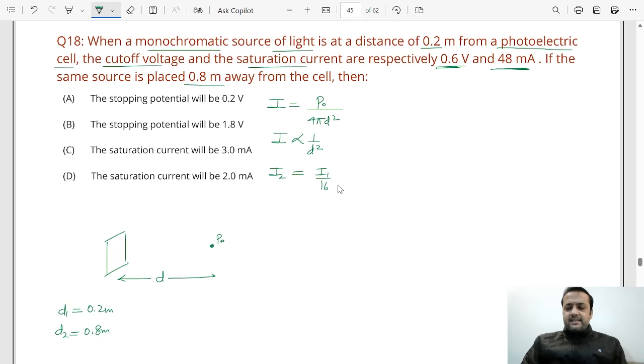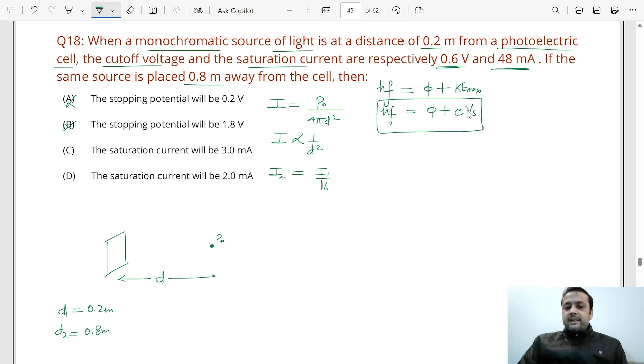Now look, if you decrease the intensity of the light, stopping potential will not change. Why so? It's very obvious, because using Einstein's equation, the energy of a photon, as light rays fall here, will be h into frequency. This will equal work function plus KE max. All of us know this, and KE max can be written as e into stopping potential, where e is the magnitude of the charge on the electron and Vs is the stopping potential. So stopping potential depends on the frequency of the light, not the intensity. Hence, since frequency has been kept unchanged, stopping potential will remain unchanged. So stopping potential will remain 0.6. That means this is wrong, this is wrong.